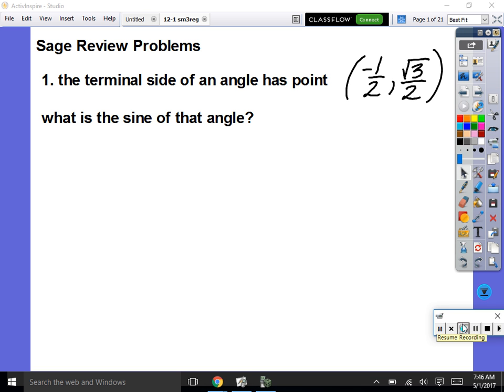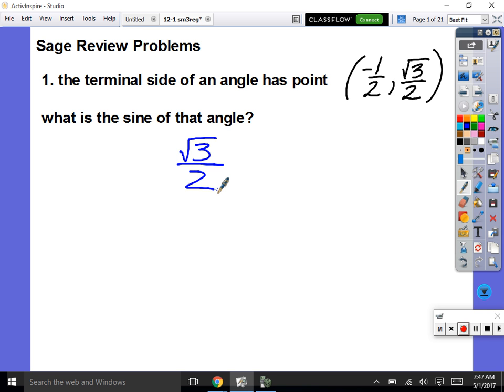So the terminal side of an angle has this point. What is the sine? Now remember, this only works if it's on the unit circle. You can't just assume sine is the y if you're given any old x, y point. But because it's a point on the unit circle, we can say cosine is x, sine is y, so our answer is √3/2, right? Did you get it? Awesome.